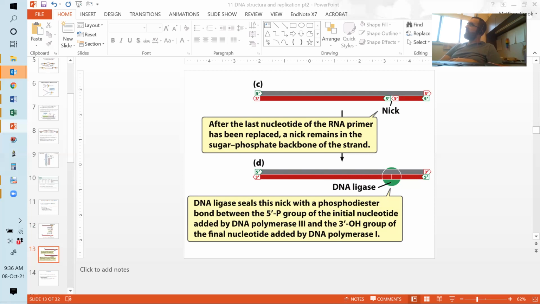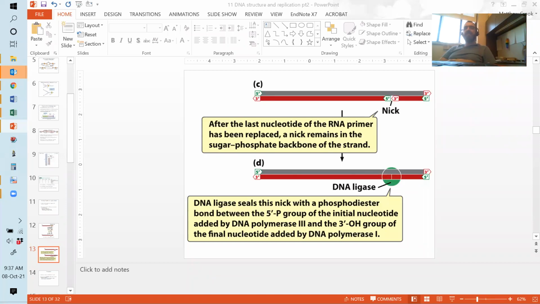What else? Ligand? There's lots of lig words, right? But anyway, all based on stitching stuff or sticking stuff together. But it also requires the energy in ATP. And those two together create the phosphodiester bond between the two fragments.